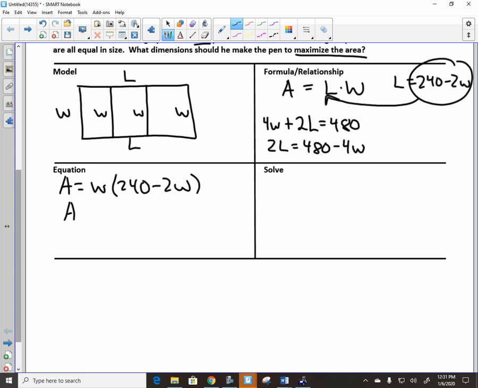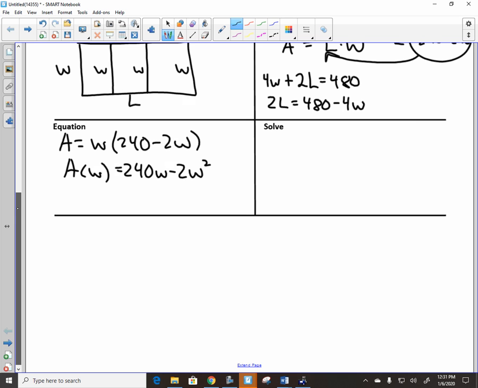Or rather, area in terms of W, which is the variable that I'm choosing to use, is 240W minus 2W squared. Now, at this point, let's lean in a little bit and understand the calculus behind this, because this is where it really gets cool. Everything now you've seen before. We've done this before. So what's new about it?